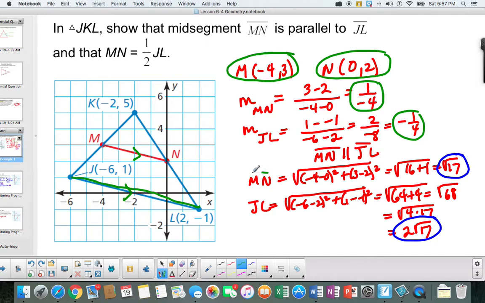Now I'm going to find the distance, and the distance is √17 using the distance formula, and then I find JL, and I find that it's √68, which is the same thing as √4 times 17, which simplifies to 2 √17. So this is 2 times bigger than this. So this has a 2-to-1 ratio. So JL to MN has a 2-to-1 ratio, or you can say this is 1/2 of this.